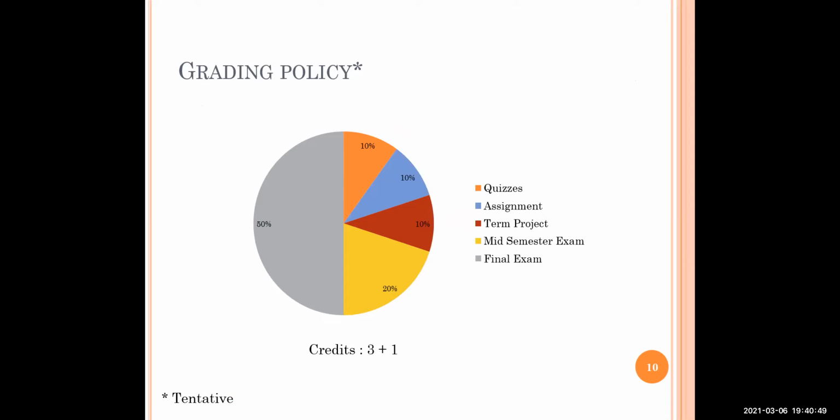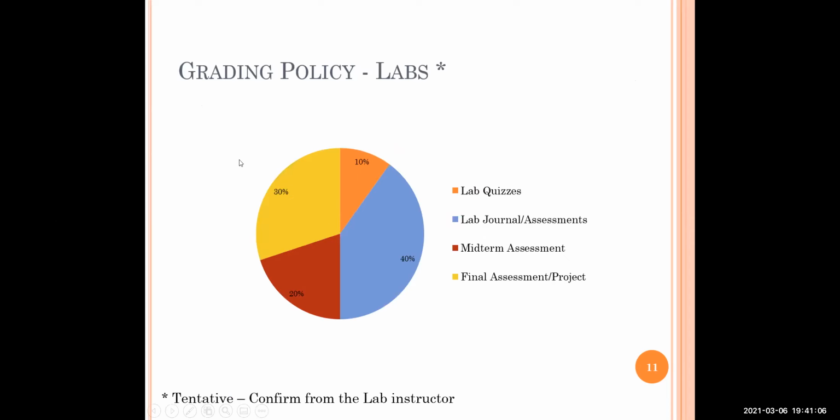So this is the distribution of marks that we'll be following. You will be having 20% for the midterm, 50% for the final, and then 10% for quizzes. And we'll have 10% for the assignments and 10% for your term project. So this is the tentative grading for your labs. You can confirm the final grading with your lab instructor.